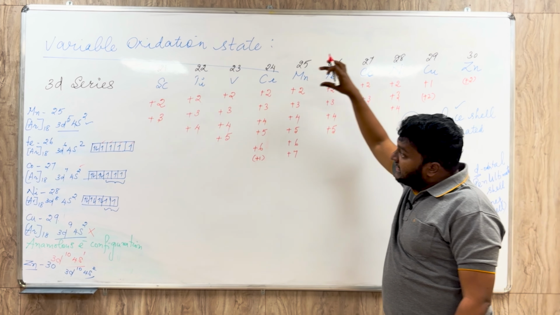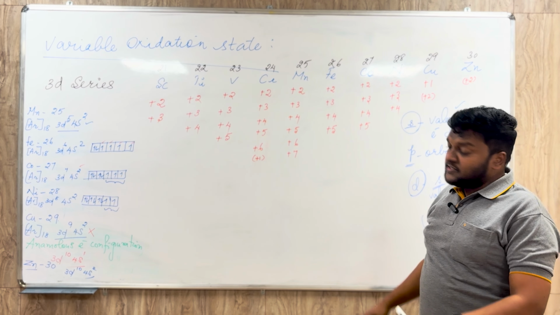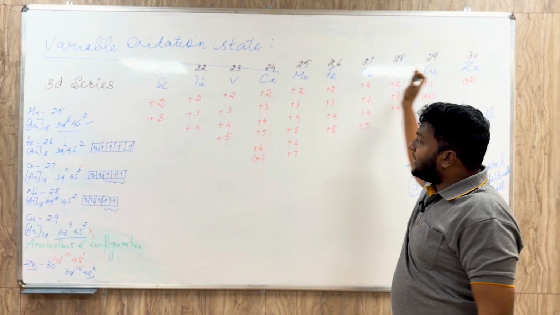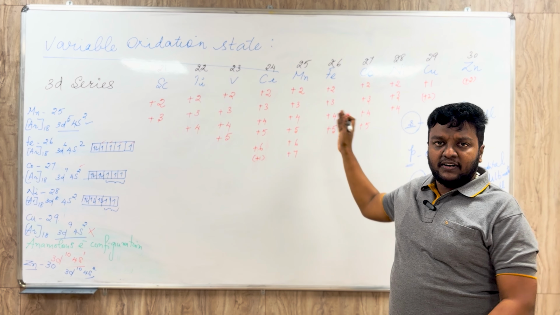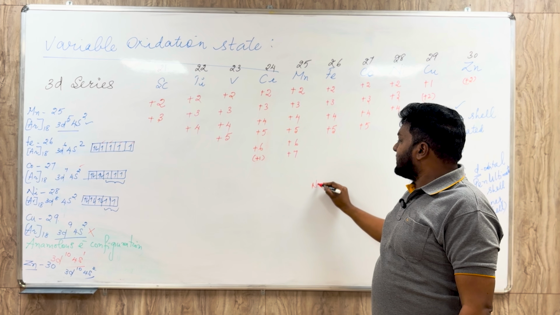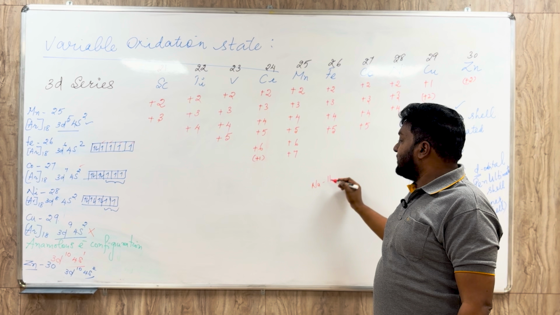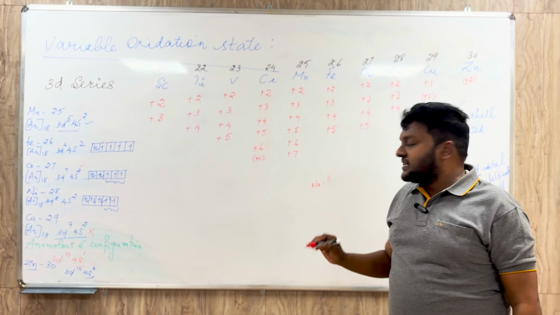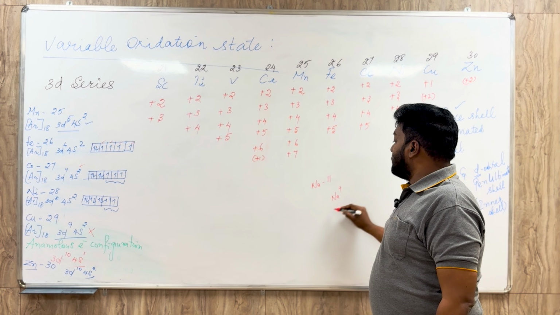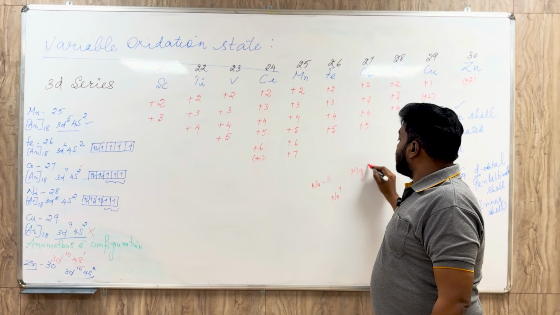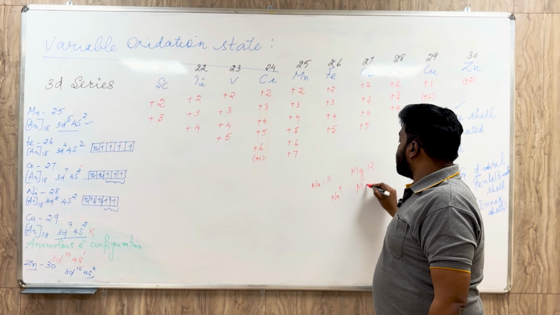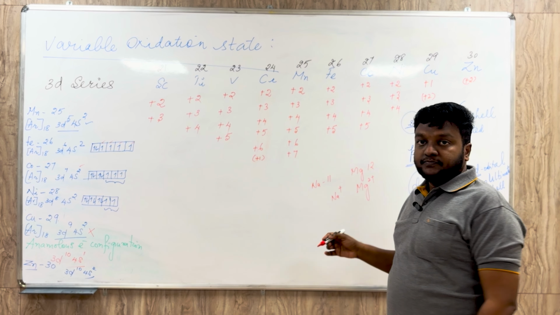So when you see this 3D series, the elements, these elements right from scandium till zinc exhibit variable different oxidation states. When you take this sodium, what is the atomic number? 11. So the possible oxidation state will be only one oxidation state, that is Na plus. When you take this magnesium, atomic number is 12. So the only one possible oxidation state, that is Mg2 plus.